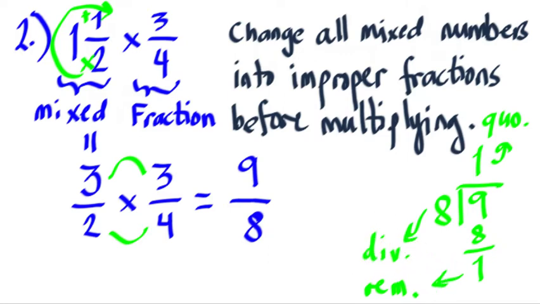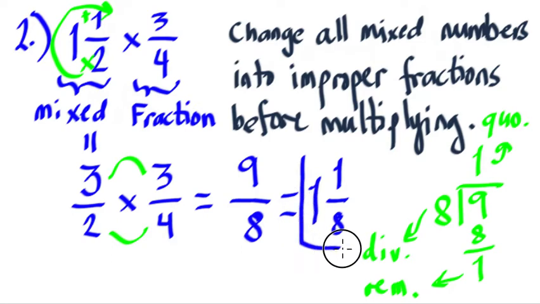So in the mixed number form, our quotient is 1, that's the whole number. The remainder is 1, that's the numerator. And our denominator is 8, which is the divisor itself. And this is our answer for number 2: 1 and 1 over 8. So that's for number 2.